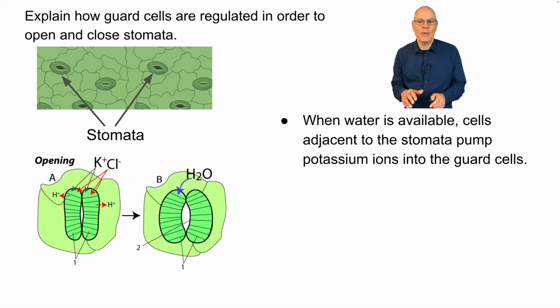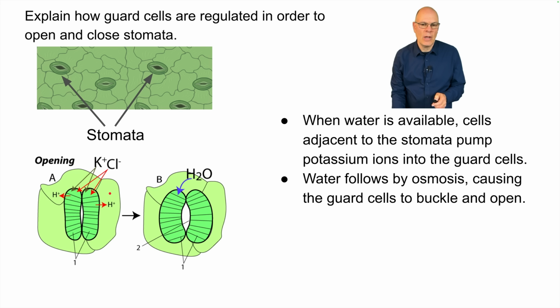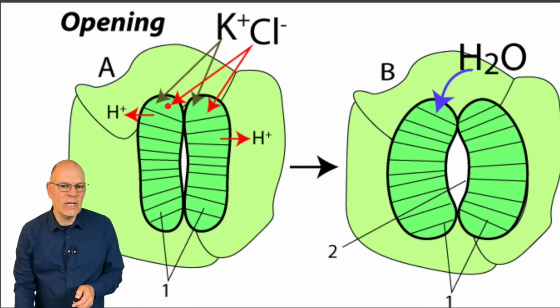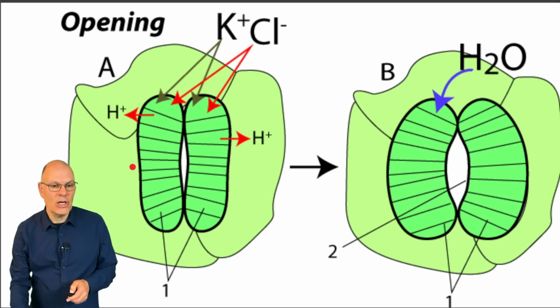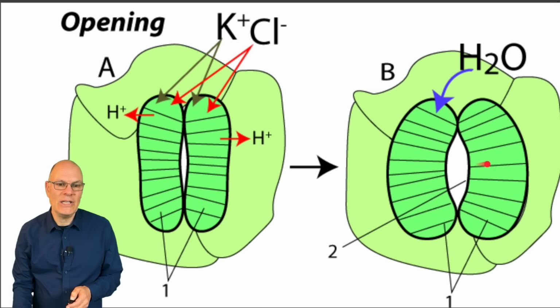When water is available, cells adjacent to the stomata pump potassium ions into the guard cells. So we're talking about these cells and these cells, the ones that are adjacent to the guard cell, and they're represented like this over here. The pumping of potassium makes these guard cells hypertonic to the adjacent cells. Water follows by osmosis, causing the guard cells to buckle and open up.